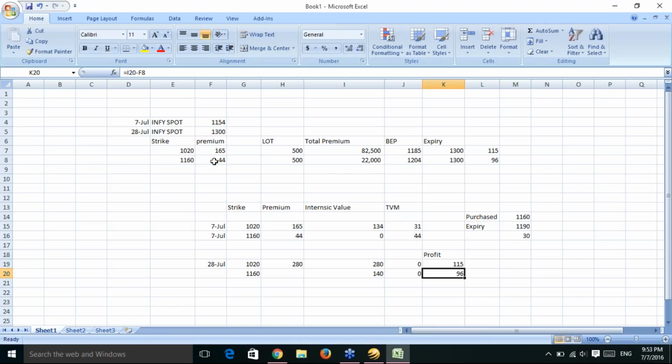Simple. If the market goes below, not 1300, let's suppose the market goes below 1160. So let's say the market goes to 1150. In that situation, I'll have a maximum loss of 44. Why? Because there will be no intrinsic value. Intrinsic value will be 0, time value will be 0. So when you sell it, you will receive nothing. And when buying, you paid 44. So the difference is your profit or loss. You paid 44, so the maximum loss is 44. So below 1160, the premium will be nothing, 0. So when you sell it, you have 0.